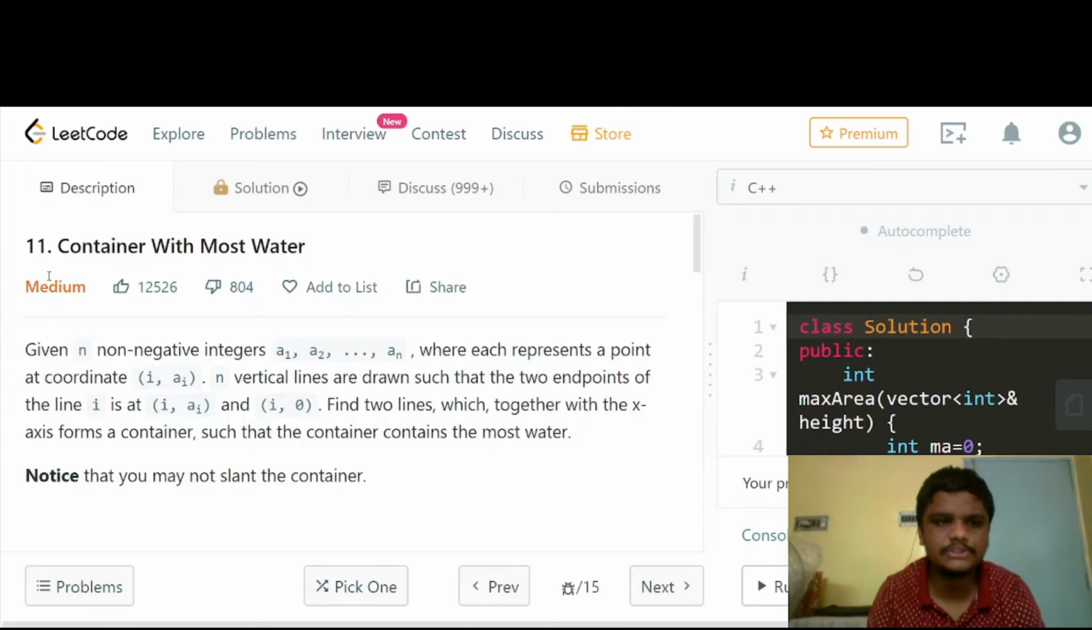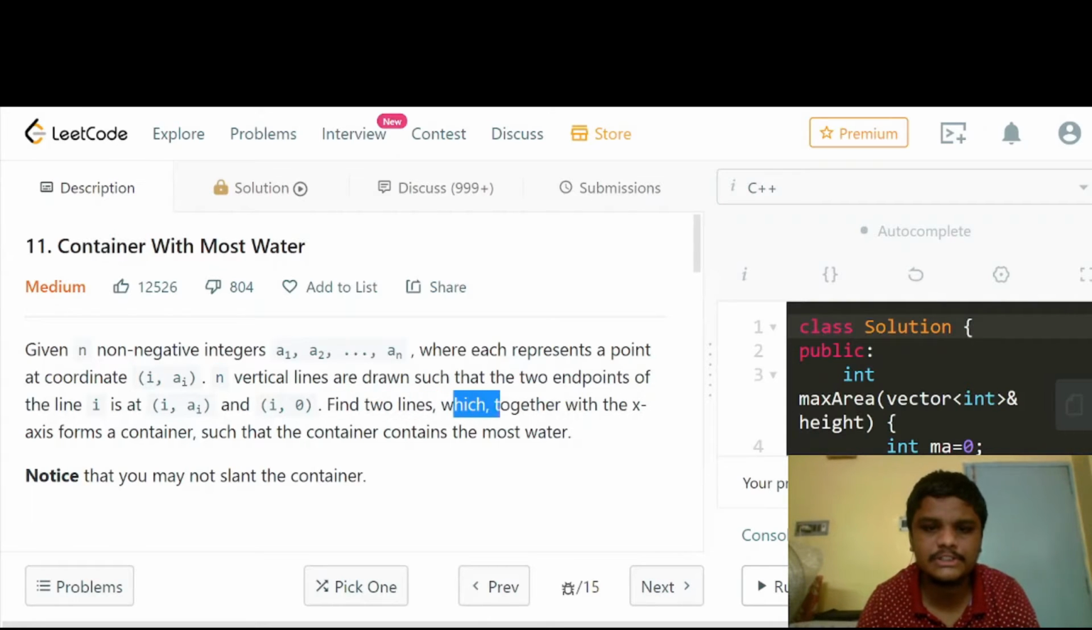So let's understand this question. The question is about container with most water. It is a medium level question from Leetcode. The question tells us: given n non-negative integers starting from a1 up to an, where each represents a point at coordinate (i, a of i), n vertical lines are drawn such that the two endpoints of line i are at (i, a of i) and (i, 0). We have to find two lines which together with the x-axis form a container such that the container contains the most water, right? Let's understand this with an example.